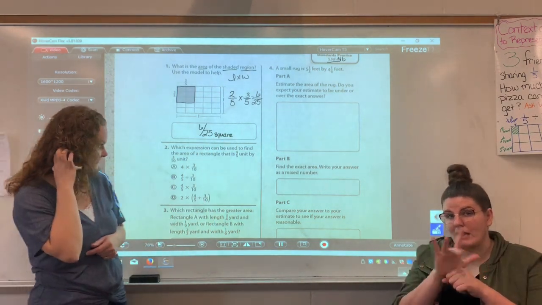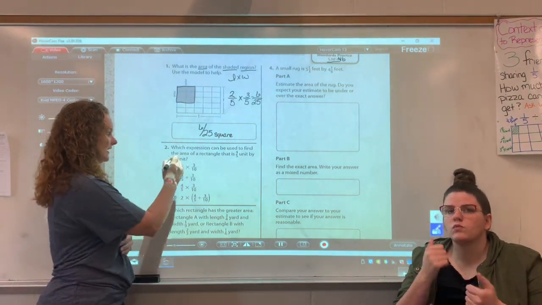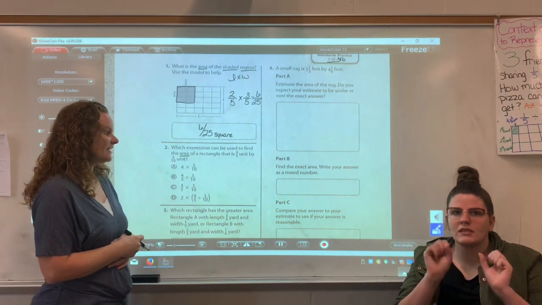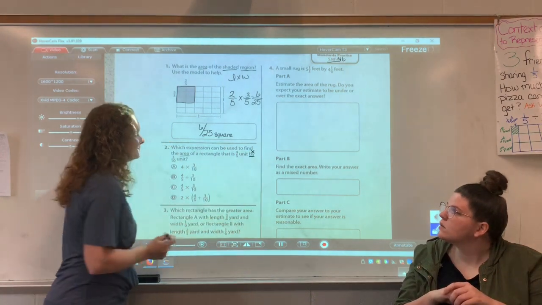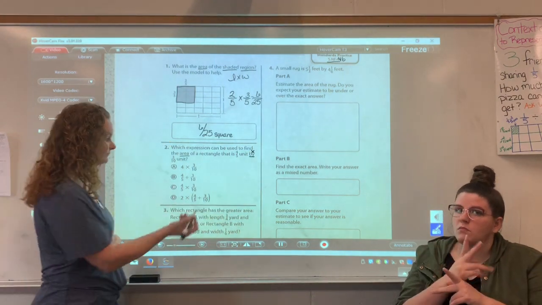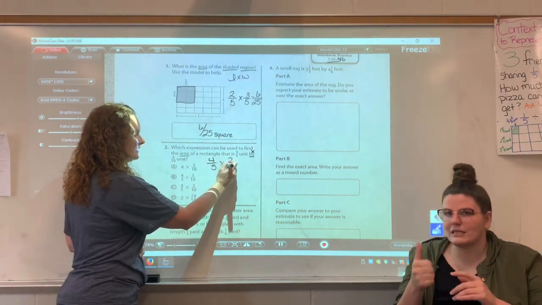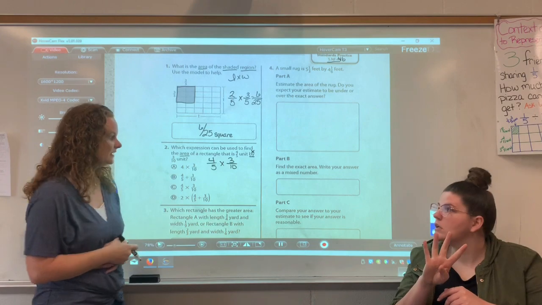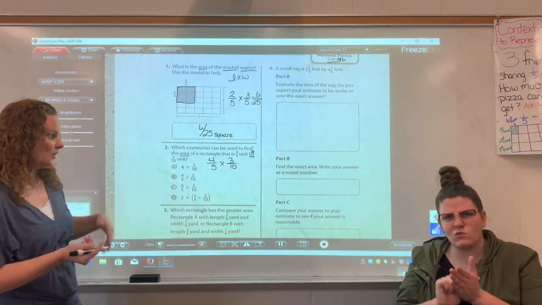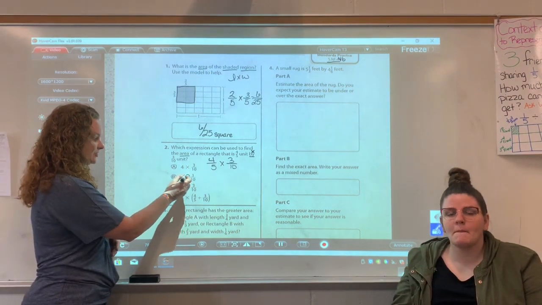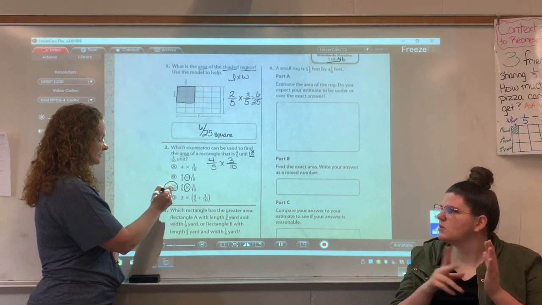We've talked about that. All right, number 2, which expression can be used to find the area of a rectangle that is 4/5 unit by, meaning multiplied by, 3 tenths unit. So it would be 4/5 times 3 tenths. Which one of these is another way to write that exact same thing? Well, this one is an addition, so that one's not going to work. This one here has multiplication. That one is going to be our answer.